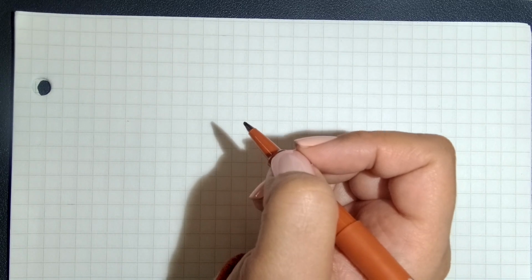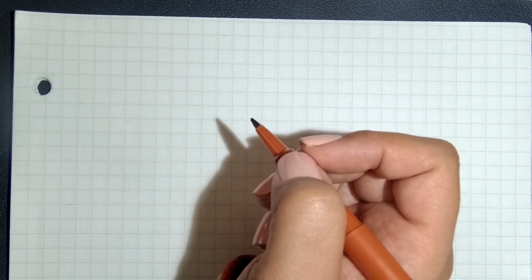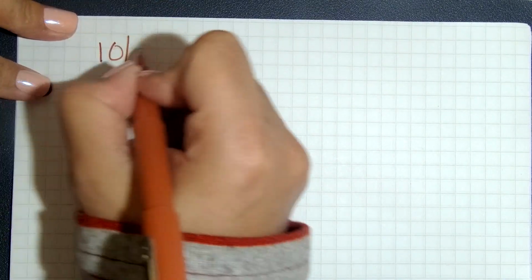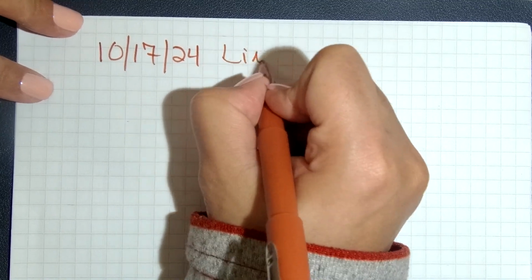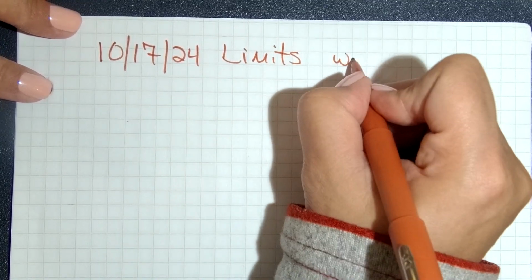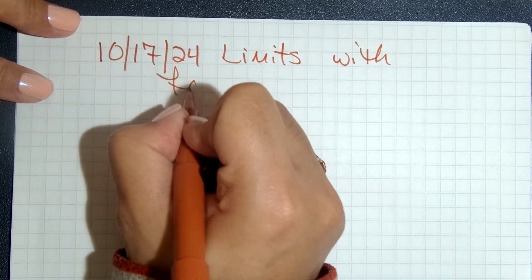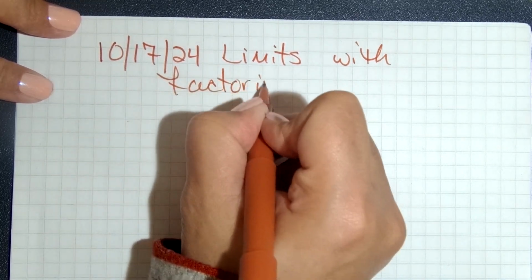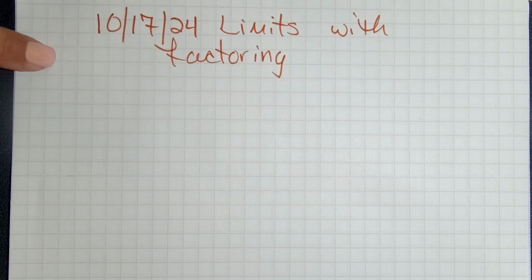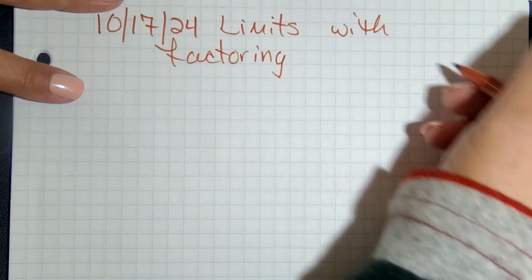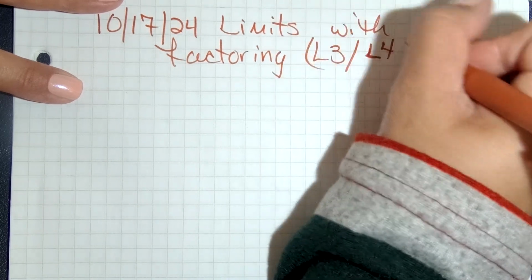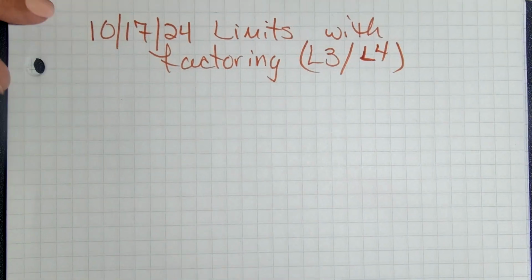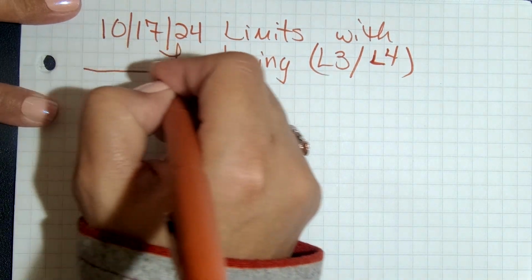All right, so let's start. We're going to be writing some steps and some notes. So today is the 17th, 24. Limits with factoring, level 3 and level 4. We're going to be focusing on level 3 today, but you can use these methods with level 4 also.